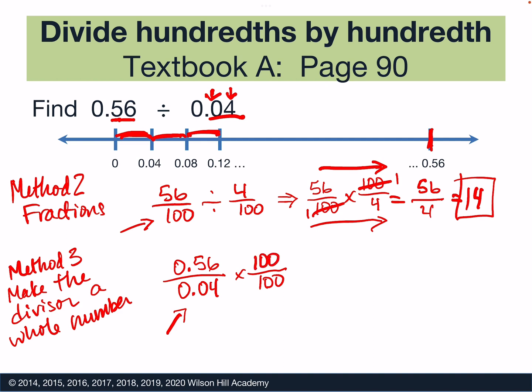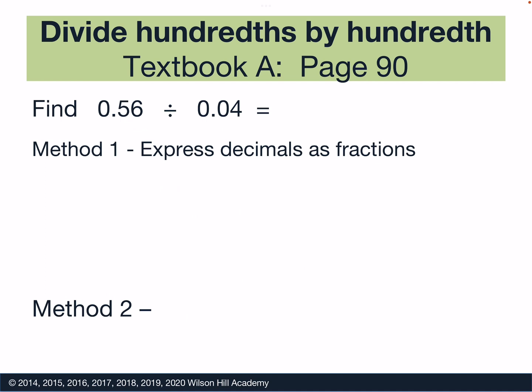So we're going to multiply this fraction by 1 in the form of 100 100ths. This is actually 1. The value of this is just 1, all right? In the form of 100 100ths. And when we do that, we're going to get 56 fourths. And then we can do our division problem and come up with 14. All right. So what actually is going on here?